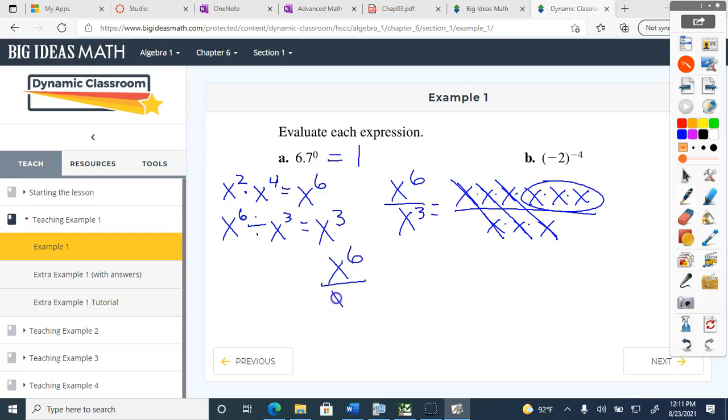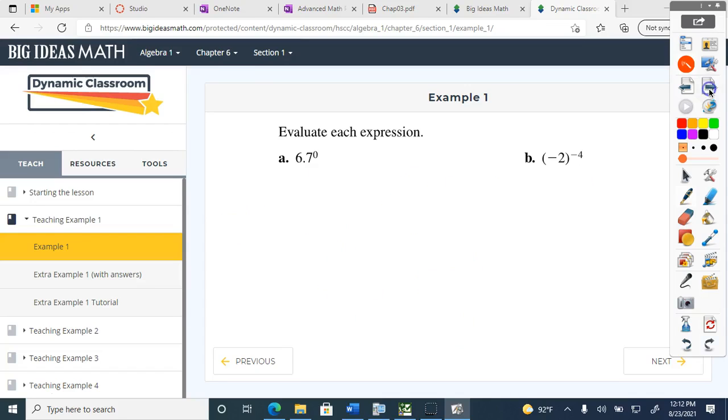X to the 6th divided by x to the 6th. We all know that that's what? It's 1, right? Anything over itself equals 1. Everybody with me? But if you did the subtracting thing, what is 6 minus 6? It's x to the 0, and that's why 0 powers are always equal to 1. Everybody with me there? Okay? All right? So, this one's equal to 1.